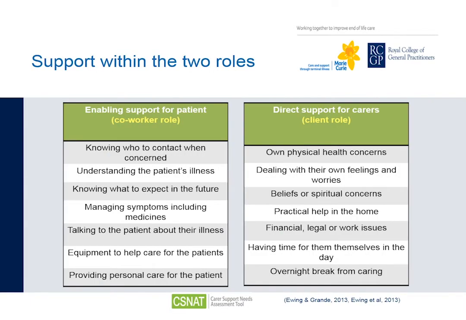So what types of support do carers need in their role as co-workers or as clients? To enable them to support the patient as co-workers, carers need support within 7 broad domains. They need to know who to contact if concerned. They need to understand the patient's illness and know what to expect in the future. They need to know about managing symptoms, including medicines, and help talking to the patient about their illness. They also need equipment to help care for the patient and help with providing personal care for the patient.